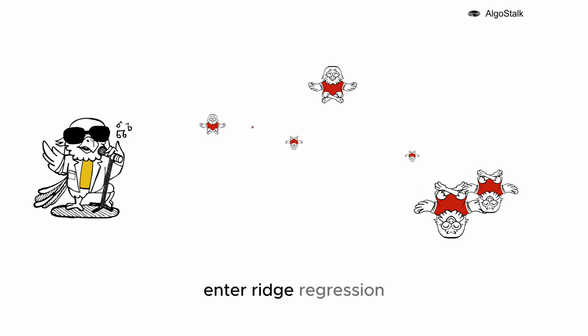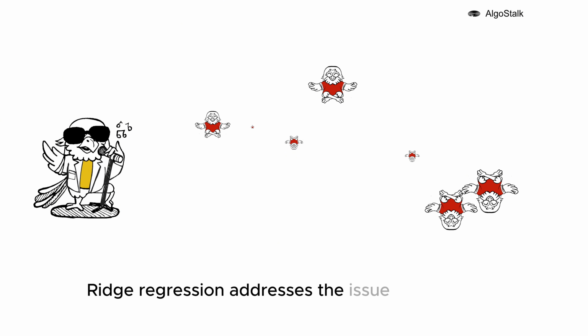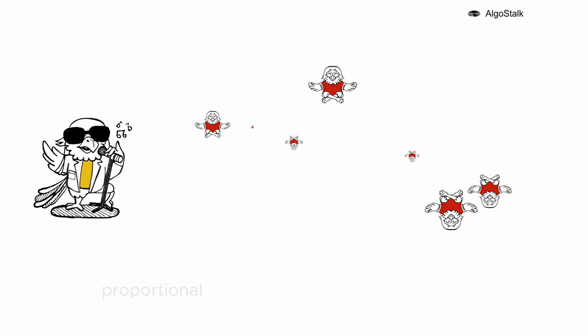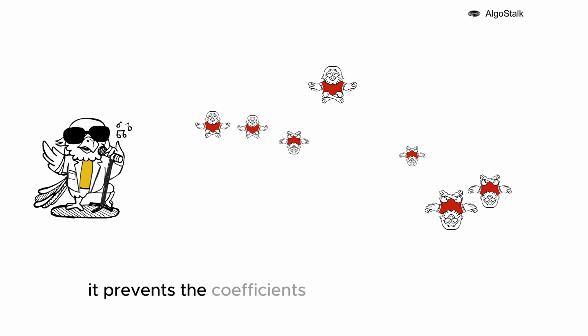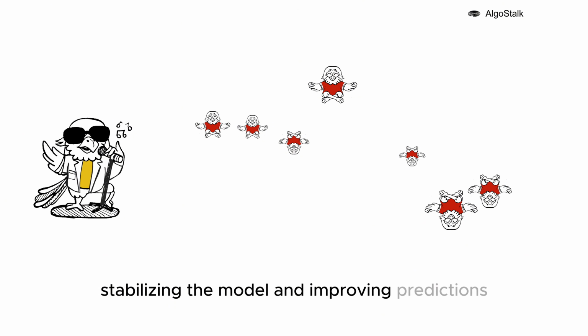Enter Ridge Regression, a method known for shrinking coefficients, allowing the detective to regain control over the situation. Ridge Regression addresses the issue of overfitting by adding a penalty proportional to the sum of squared coefficients. It prevents the coefficients from growing too large, stabilizing the model and improving predictions.